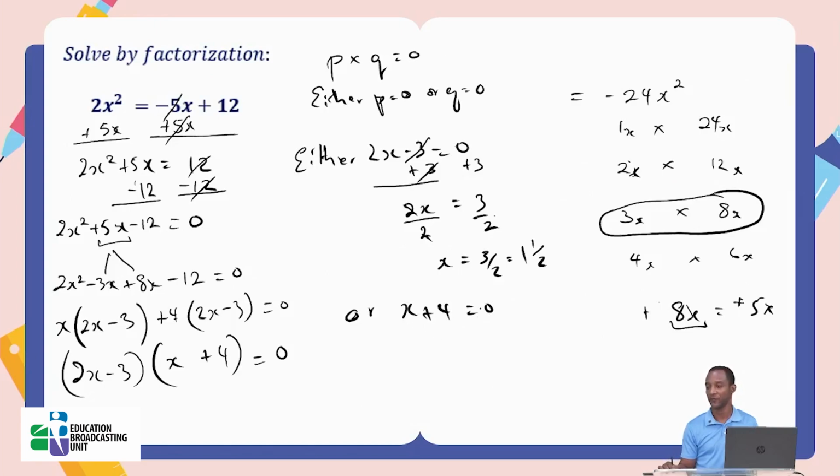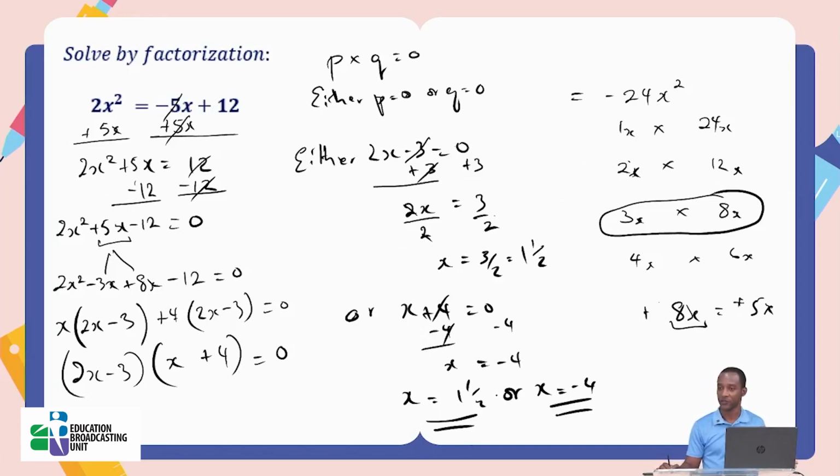Now, a quantity plus 4 equals 0. So what we're going to do here, we're going to subtract 4 from both sides to isolate the x. And so we'll have x equals 0 minus 4, which is negative 4. So we have the two values of x. Either x is equal to 1.5 or 3 over 2, or x is equal to negative 4. And so we have solved for x.